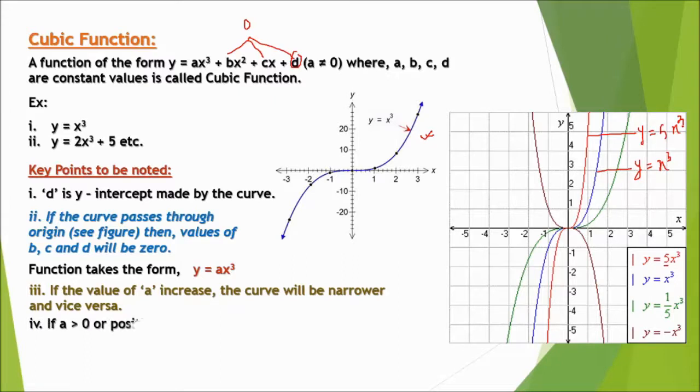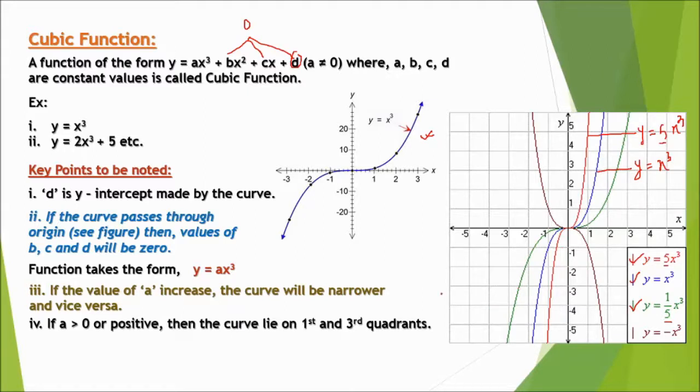If a is greater than 0, or positive, the curve, if a is positive, you can see 5, here it is a positive value. You can see 5, you can see 1, 1 by 5 is also a positive value. If the values are positive, then the curve will lie on the first and third quadrant. See, this red curve, this blue curve, and this green curve all lie on the first and third quadrant.